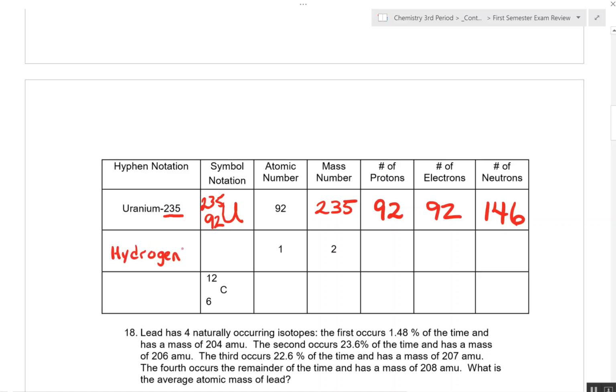Hydrogen. All right. Now, what goes after the little dash here? Anybody? The mass number, which is 2. All right. How many protons in hydrogen? 1. How many electrons? 1. Neutrons, if a mass number of 2, so it's 1. So it's H2 over 1.